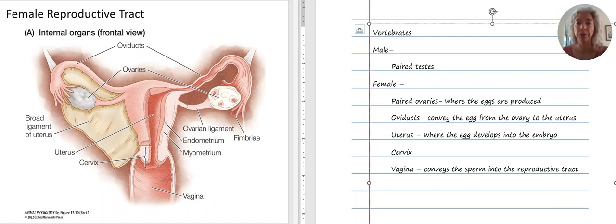The female reproductive tract consists of the ovaries, which are up here, and this is where the eggs are produced. The oviduct, which is going to convey the egg from the ovaries to the uterus. The uterus, where if fertilized, the egg will develop into an embryo. The cervix down here, and then the vagina, which is going to convey the sperm into the reproductive tract.